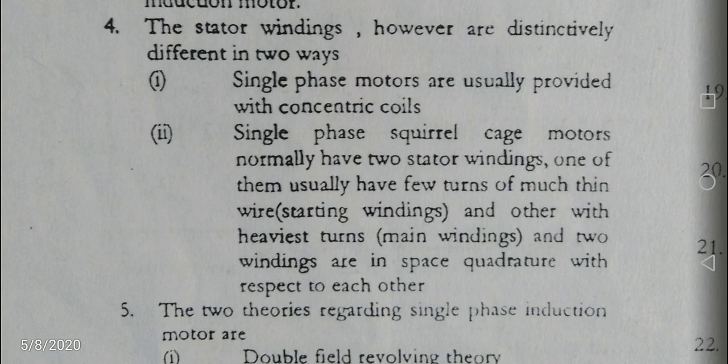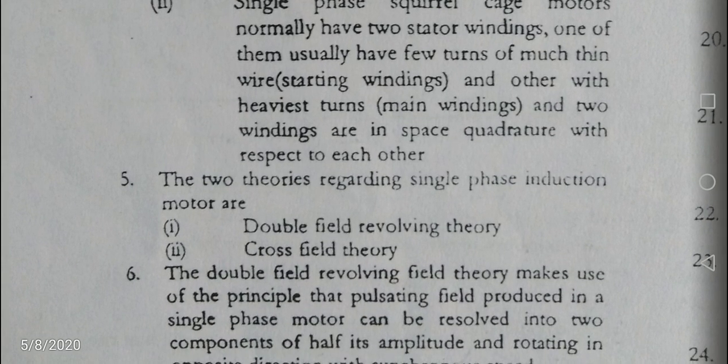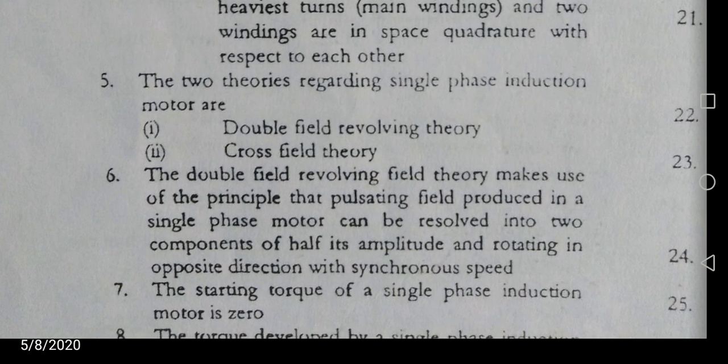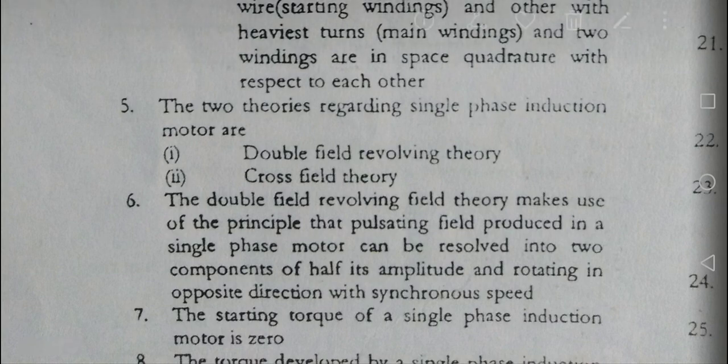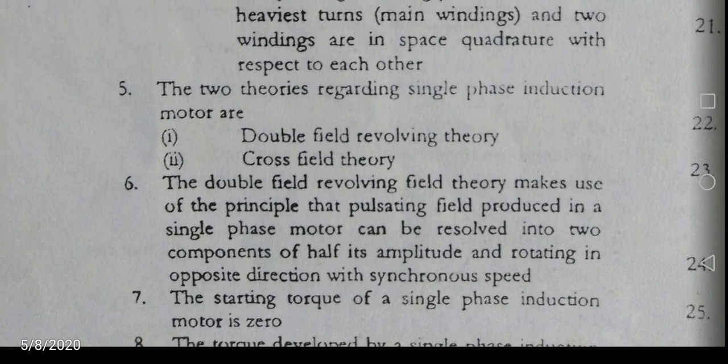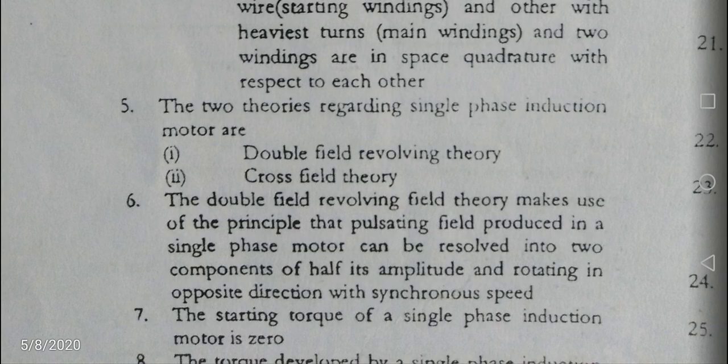The two theories regarding single phase induction motors are the double field revolving theory and the cross field theory. The double field theory and cross field theory say that when single phase supply is given, the net torque developed in the machine is equal to 0. The double revolving field theory makes use of the principle that the pulsating field produced in a single phase motor can be resolved into two components of half its amplitude rotating in opposite directions with synchronous speed.